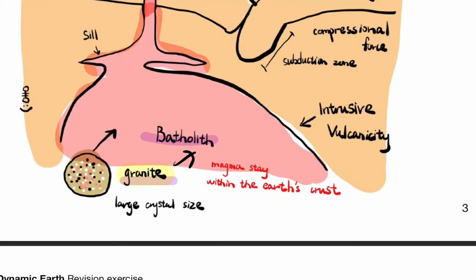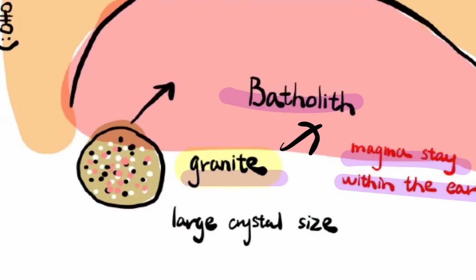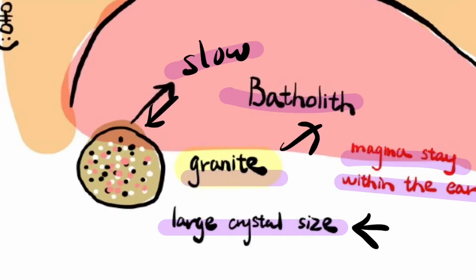the batholith, and by the intrusive volcanicity, the magma stays within the earth crust. Therefore, the granite is slow cooling, and so the magma cooling and solidifying rate is slow. Remember, slow cooling and solidified rate. Therefore, it has a large crystal size.